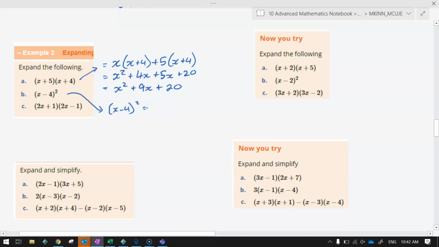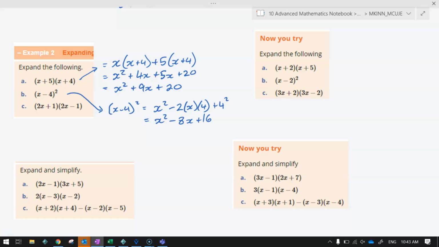I would like you to do it this way. X squared minus 2 times x times 4 plus 4 squared, only because that helps when it comes to completing the square later on. But you don't need to write it that way. If you go straight to your answer, I'm happy with that as well. But it's not a bad thing to do. If you feel you need to write x minus 4 times x minus 4 and expand them that way, that's fine as well.